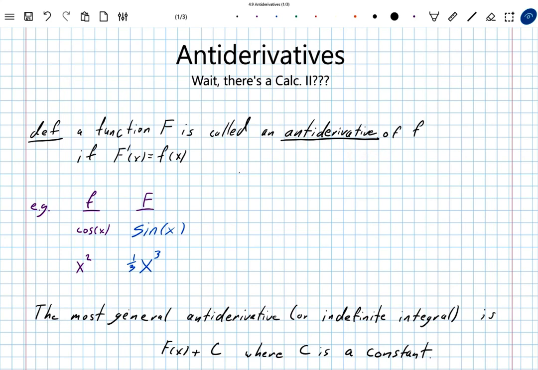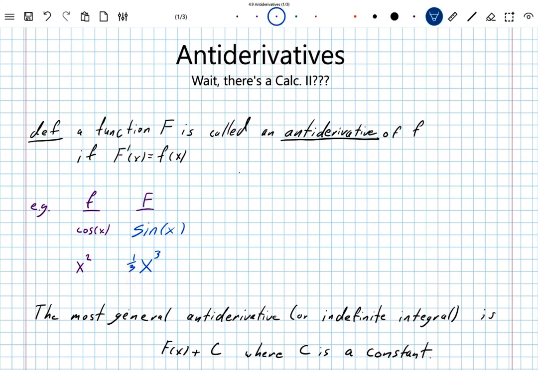We might want to focus on something else. Is this the only answer? Is there some other function whose derivative is cosine of x? Is there some other function whose derivative is 1/3 x cubed? And I'll give you a hint.